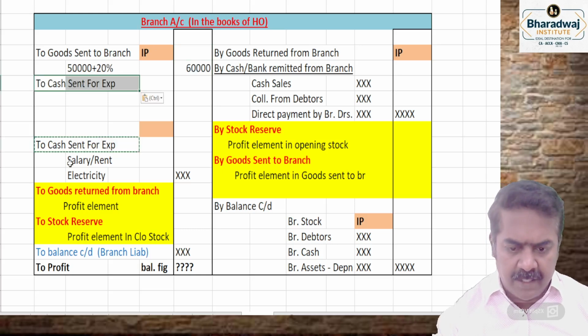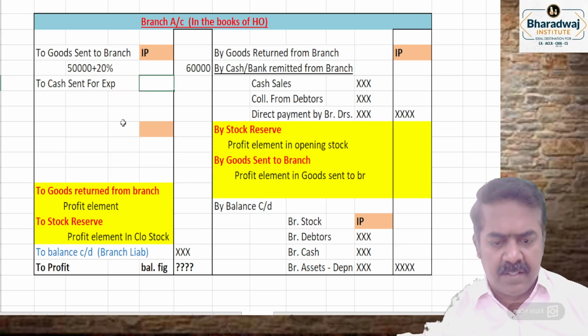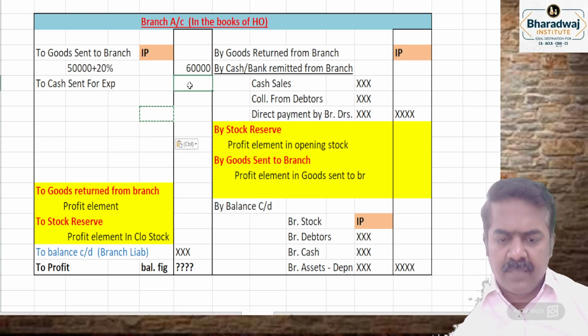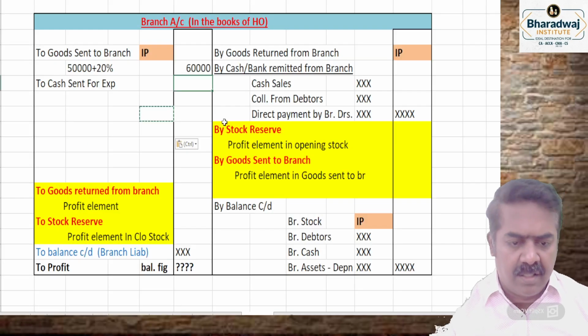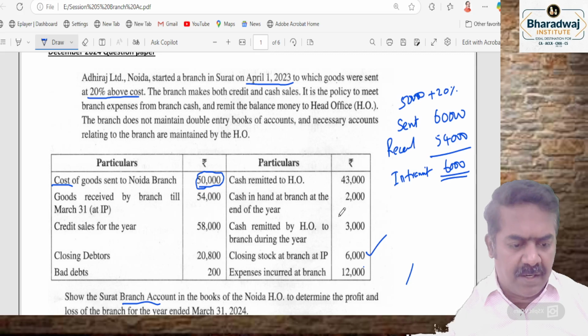Cash sent for expenses. The head office has sent for expenses. How much has the head office sent? Cash remitted by head office to branch during the year is given. How much? 3,000 is given. The closing balance of cash will come as by balance, creditor, 2,000.